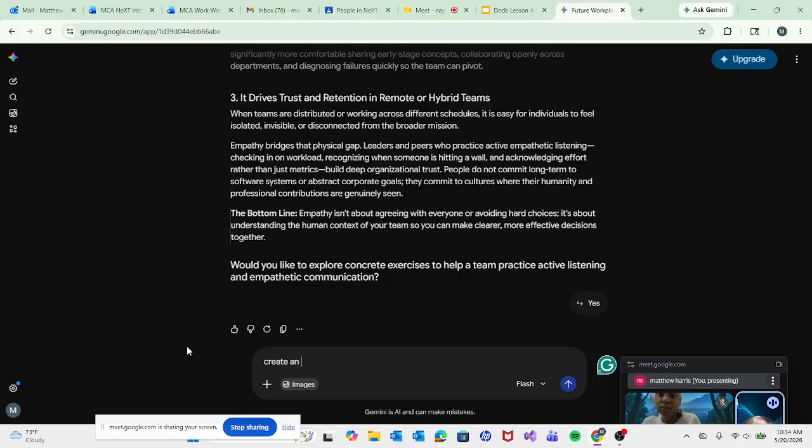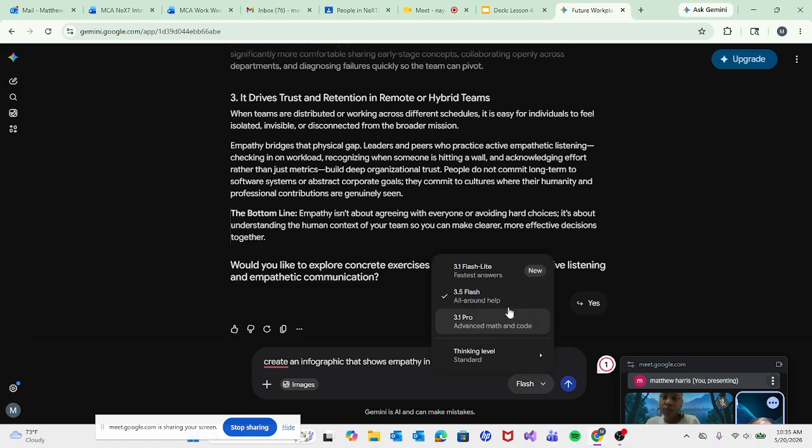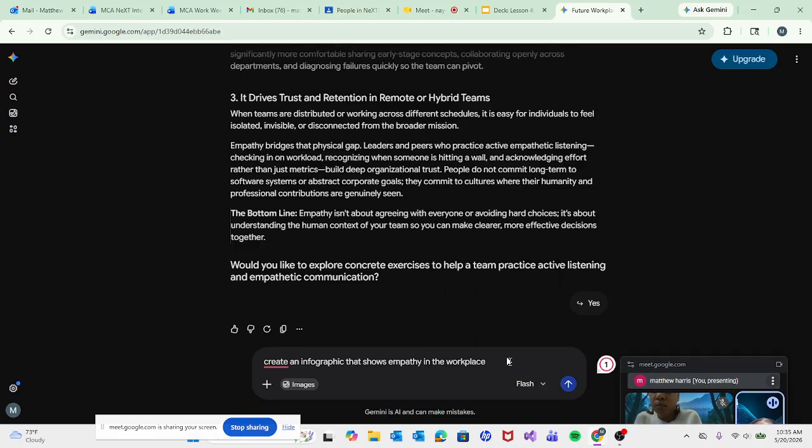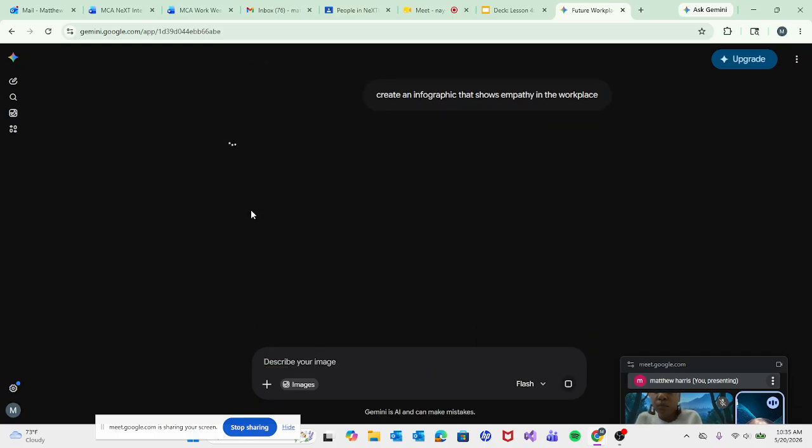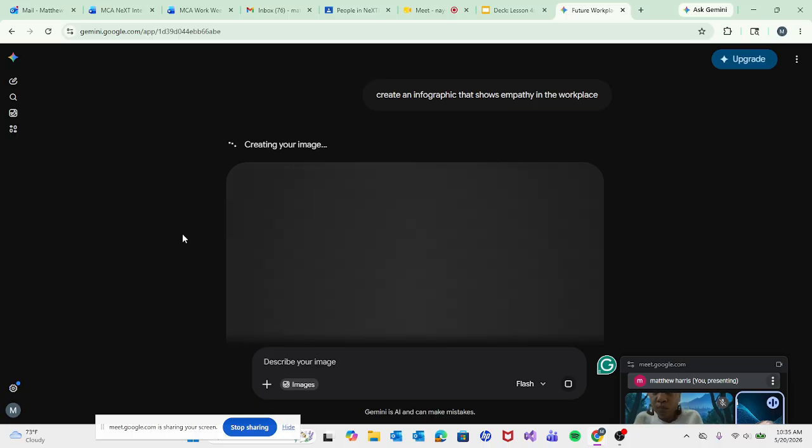So maybe tell it to create an infographic that shows, probably stick to one of the things, empathy in the workplace. And I could even decide, maybe not the fastest answer when generating an image, that might lead to more imperfections. So probably leave it at the flash where it was at. And mine's the free tier because I haven't upgraded or anything, so you should have all the same capabilities.